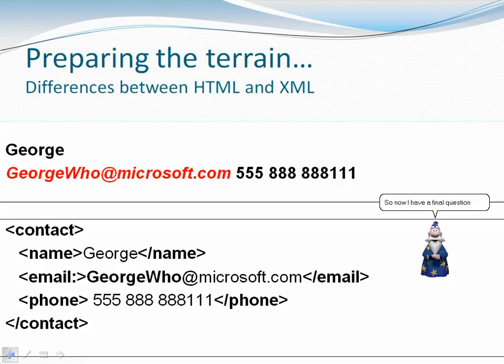So now I have a final question. We know that George is a name, georgiuho@microsoft.com is an email address, and 555-888-888-8111 is a phone number. But for what? For a contact. Of course, those are facts about a contact, because they are grouped within the contact tag. The previous example was HTML, and this example is using XML.